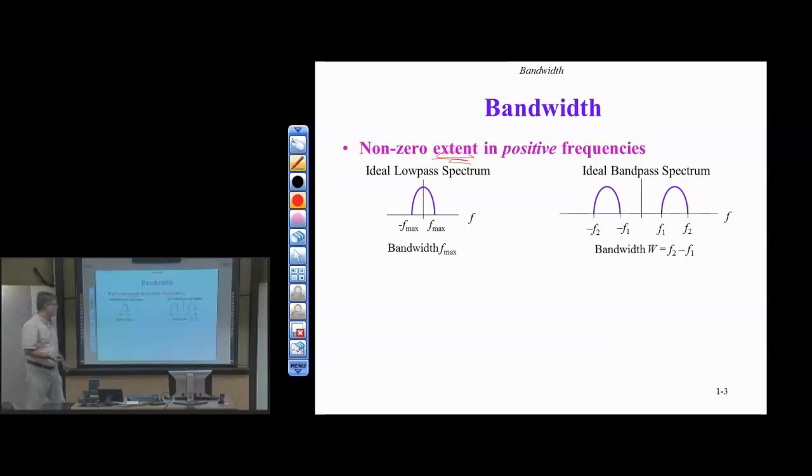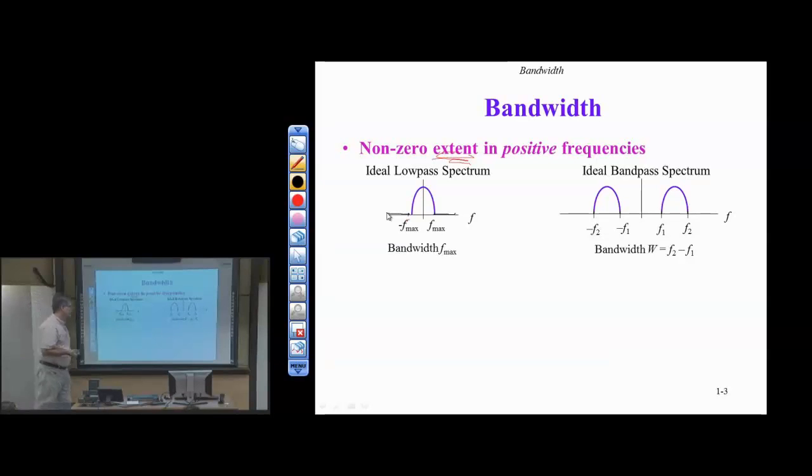So here's the ideal case. For a low-pass spectrum, we assume all the content is between minus F max and F max in hertz, and there's no content, or zero content to be more precise, at frequencies other than between minus F max and F max. So the bandwidth here is F max. The frequency content at frequencies above F max is 0, and the frequency content at frequencies below minus F max is 0.